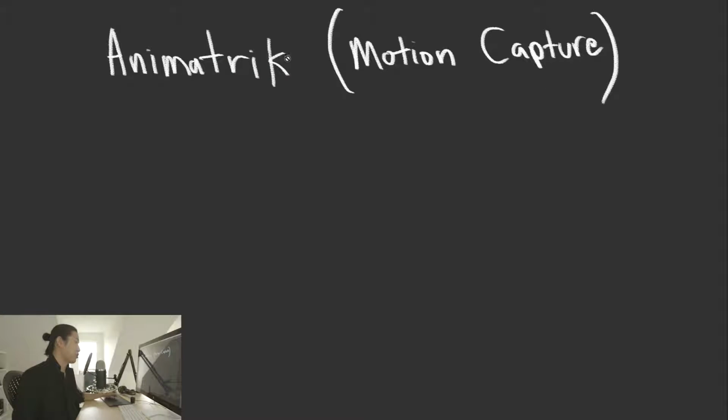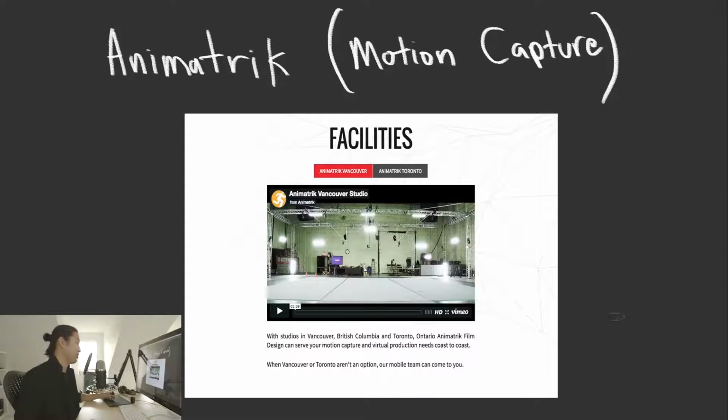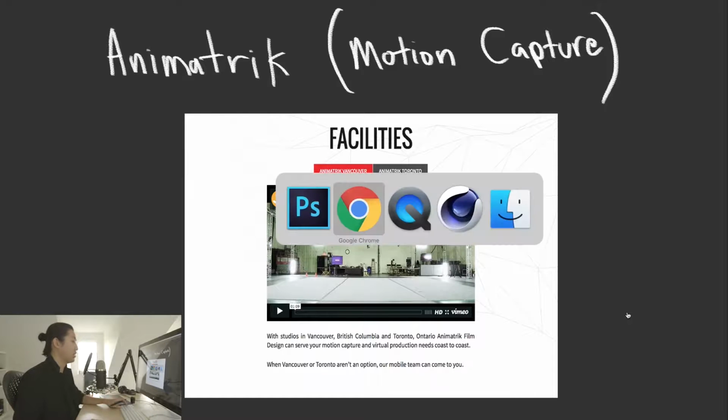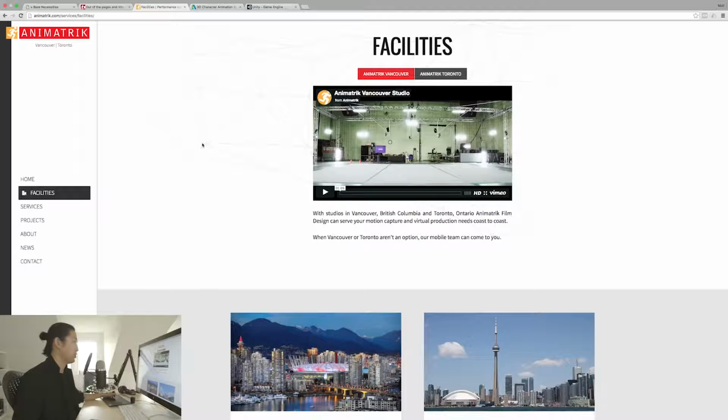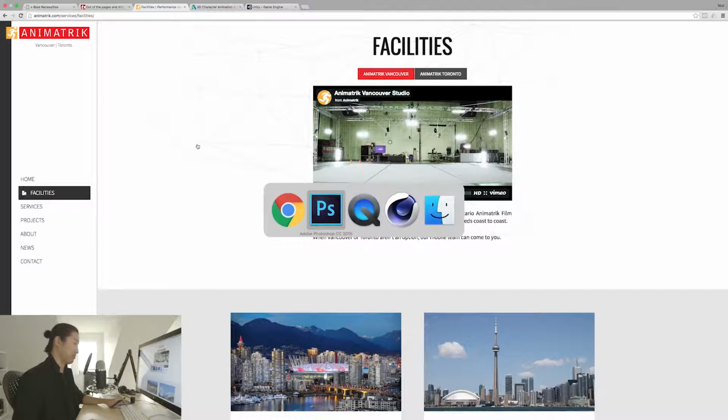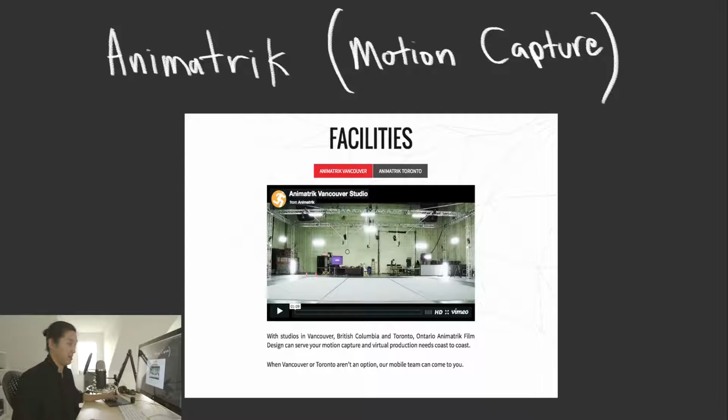For this motion capture, I wanted to shout out the people that were involved. Motion capture, where you wear the suit, do some motion, and they capture that and bring it into the computer, was done at a company called Animatrix. This is a clip from their website. Go check them out. I think they're only in Canada, and I wanted to shout them out here. That's where the motion capture happened for this film. Not in the States. Canada.